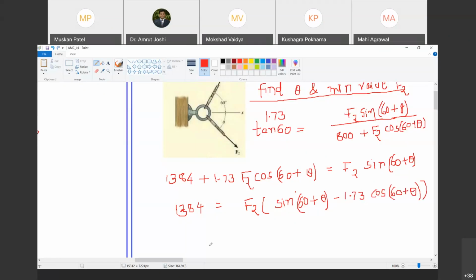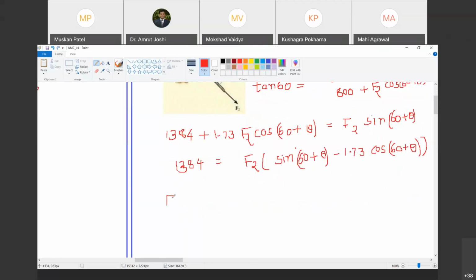Yes, sir. Now let me write down F2 in terms of theta. Can I write F2 as a function of theta? Yes, sir. It will be equal to 1384 divided by, tell me, sin 60 plus theta minus 1.73 cos 60 plus theta. Okay? Yes, sir. Now tell me, F2 is a function of what? F2 is a function of only theta. Only theta is the variable. Do you agree with me?